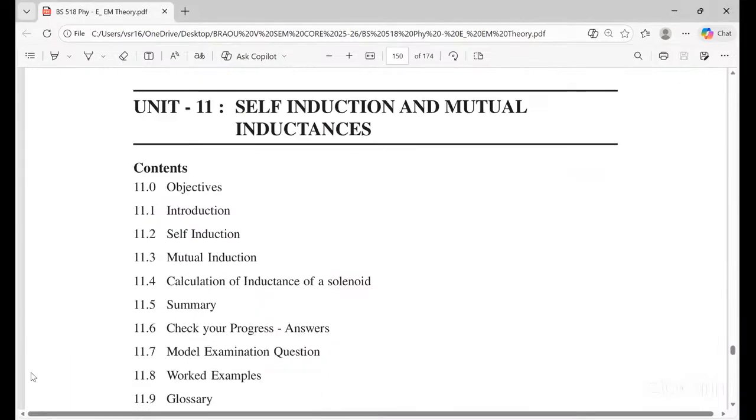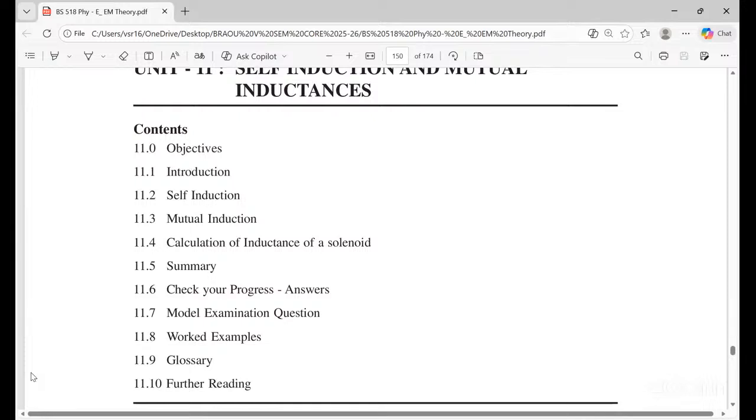Let us discuss about this. So here self-inductance, mutual inductance M, calculation of the inductance of a solenoid, mu naught N squared A L. So that you have to calculate.